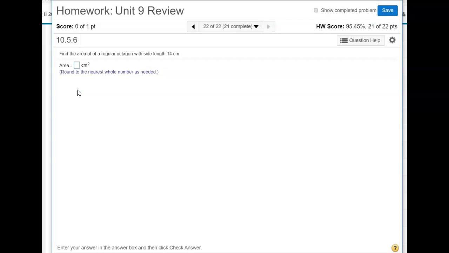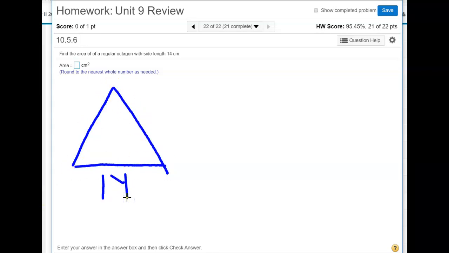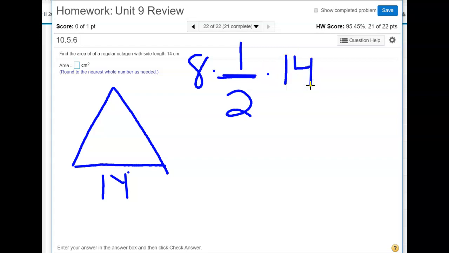All right, last problem. I have a side length of 14 in an octagon, and I have to find its area. Again, we've got 8 triangles. I'm going to pull out one of those triangles. We know this is 14, so that means I have the base. And I did notice on your quizzes, several of you forgot to multiply by the number of sides. So be careful of that on these particular problems when you're checkpointing.